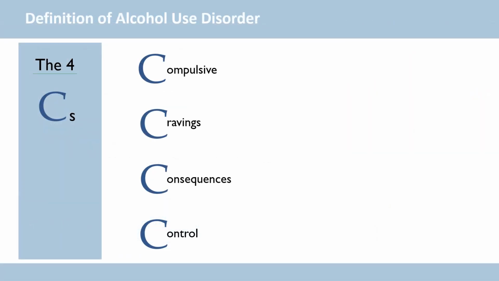So it's helpful to understand the definition of substance use disorder, or specifically alcohol use disorder. As per the DSM-5, alcohol use disorder is a clinically significant impairment or distress which manifests in a 12-month period of alcohol being consumed in larger amounts over longer periods of time than was originally intended. There's also another definition that I find quite helpful, the concept of the 4 C's of addiction. The 4 C's being compulsive, cravings, consequences, and control.